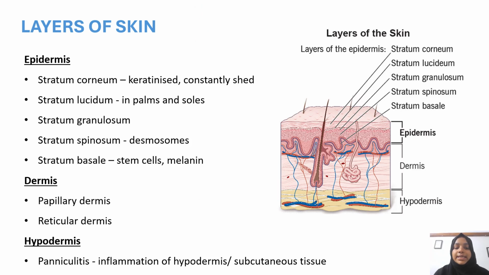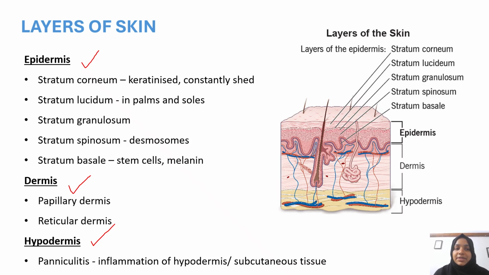So before getting started, you have to know what are the layers of skin. The layers of skin are mainly three. One is your epidermis, the middle layer is the dermis, and the inner layer below the dermis you have the hypodermis. So dermis being the middle layer, anything above dermis becomes epidermis, and below dermis becomes hypodermis.